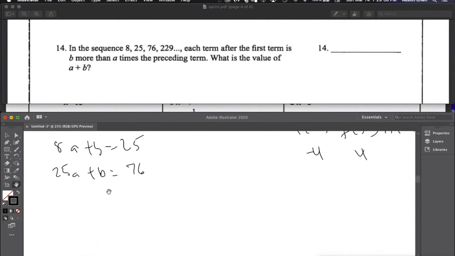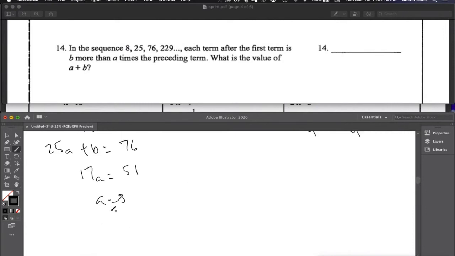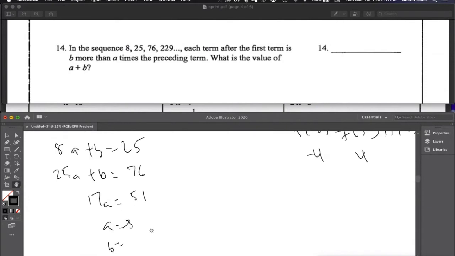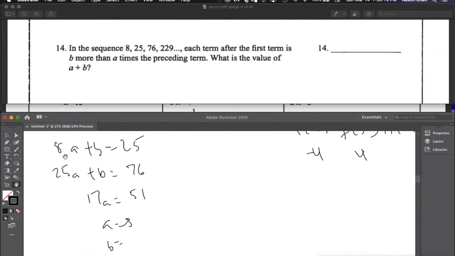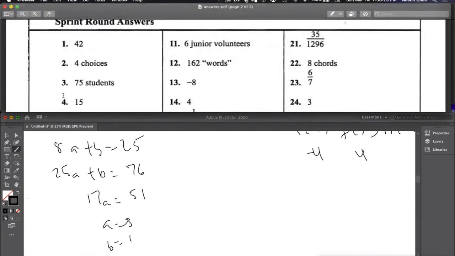And then, this is just a system of equations. Solving this, we're going to have 17a equals 76 minus 25, which is 51. And then a is just going to equal 3. And that means we can just look at any of these. If a is 3, then 8 times 3 is 24. So then b has to equal 1. So then we just have a equals 3, b equals 1, which, 3 plus 1 is 4. That is our answer.